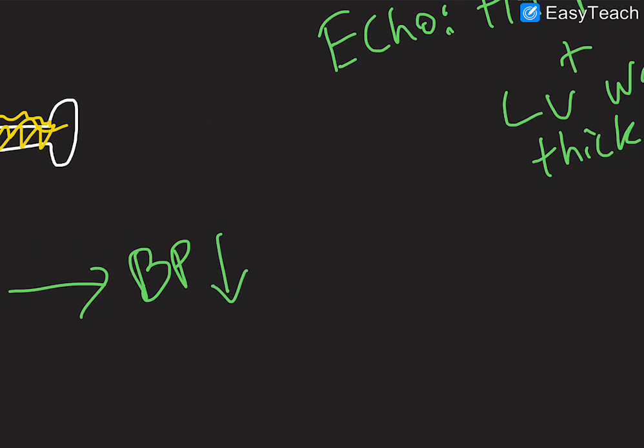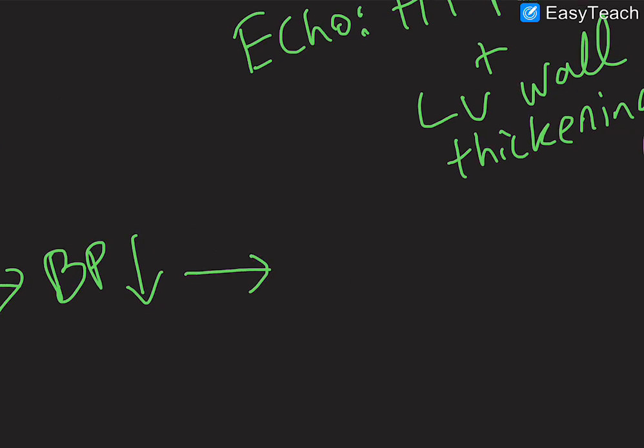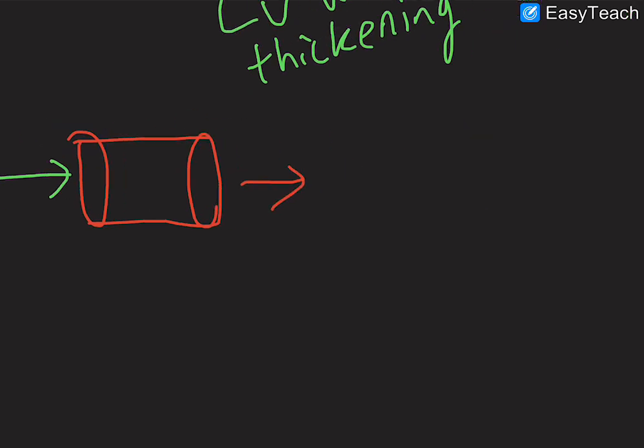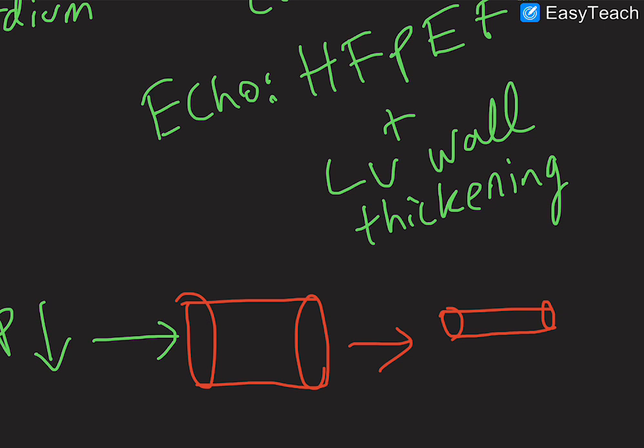But to compensate for that, what your body does is it stimulates your sympathetic nervous system and tries to increase your heart rate, and also tries to increase your systemic vascular resistance by clamping down your blood vessels. So if your blood vessels are like this, your sympathetic nervous system will try to clamp them down so that you can increase your systemic vascular resistance and therefore increase your blood pressure back up to normal. But if you have dysfunctional nerves, right?